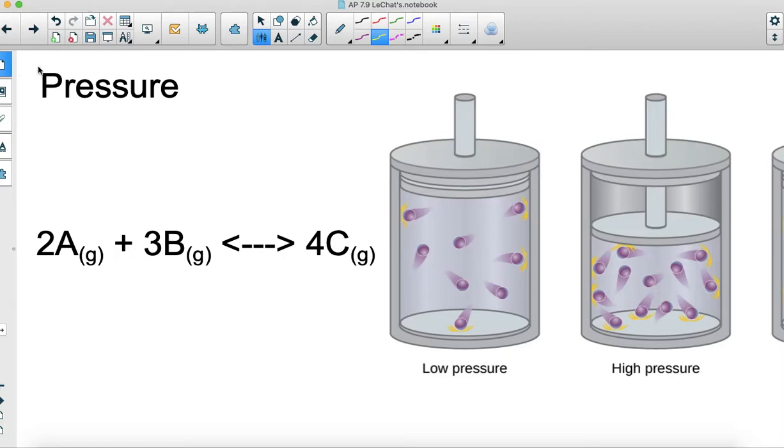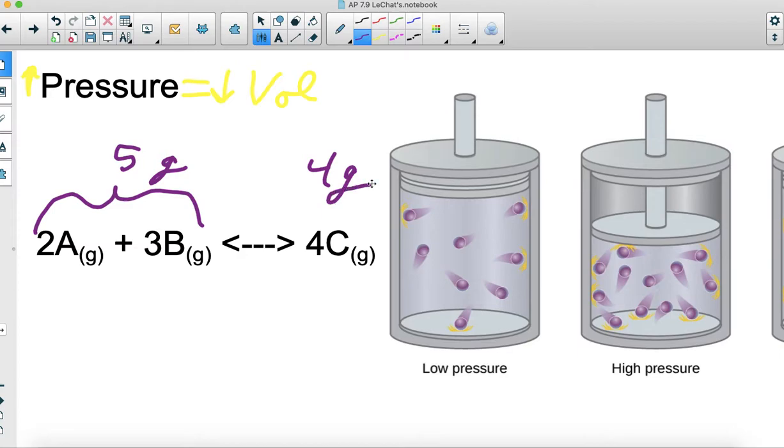Same situation, increasing the pressure by decreasing the volume. I'll get out of this yellow that's hard to read. Here we have 2 gas particles plus 3 gas particles making 4 gas particles. It's all gas. And now we look at the total number of particles. On this side, you have 5 gas particles. On this side, you have 4 gas particles. Okay? So the same rule applies that we had before. This side takes up a little bit more space. It is 125% bigger if you're over on this side compared to if you're on the product side.